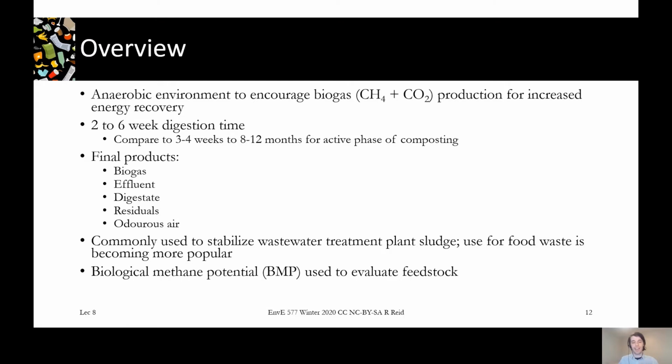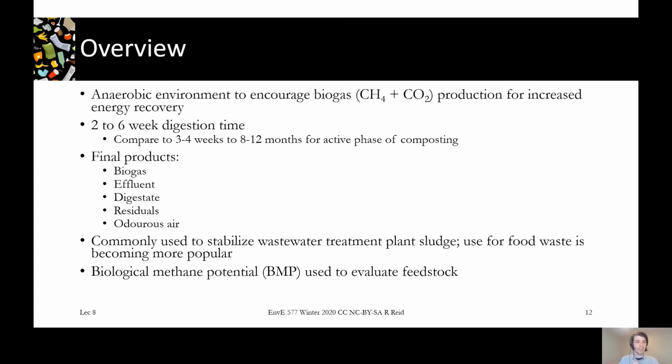excluded oxygen, so we're encouraging the production of biogas, which is a mixture of methane and carbon dioxide, instead of just CO2, which we get from composting. And the key advantage of this biogas recovery is the renewable energy we can generate from it. The whole process takes about 2 to 6 weeks.